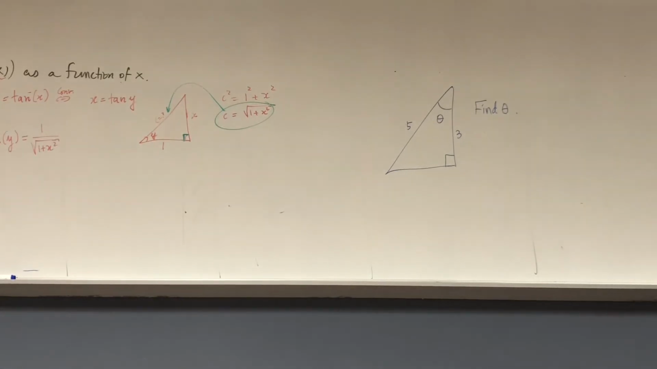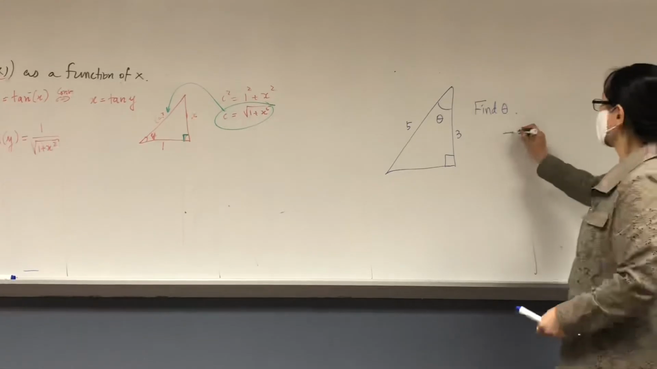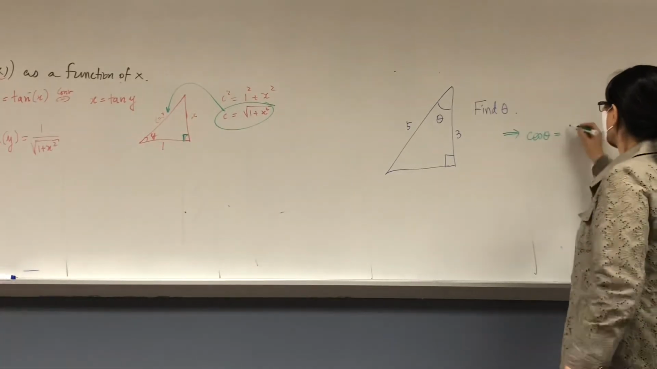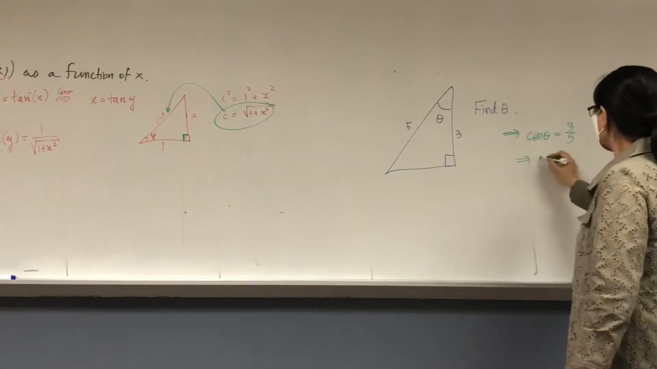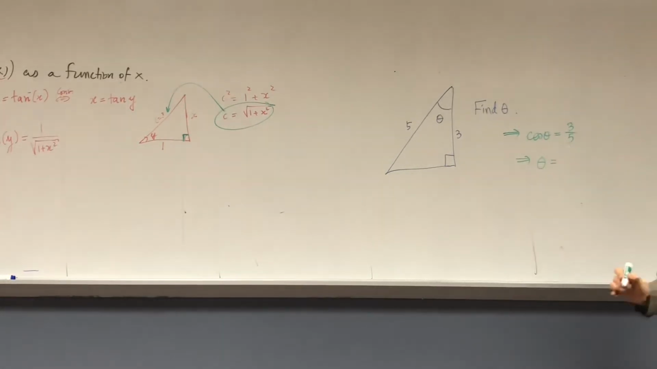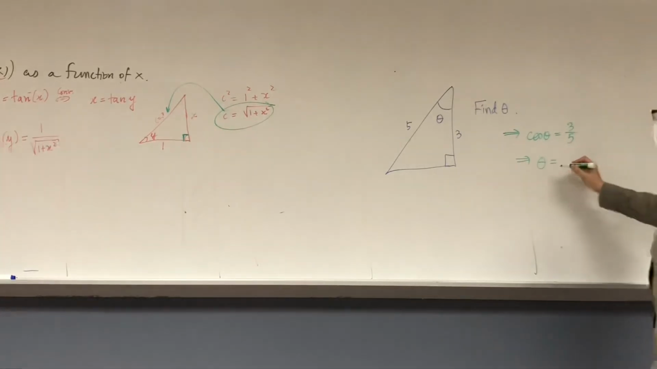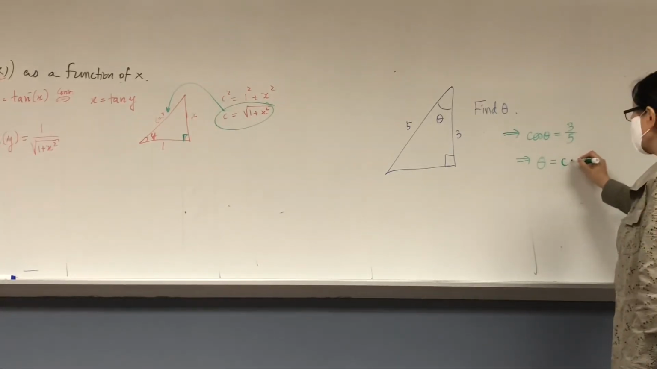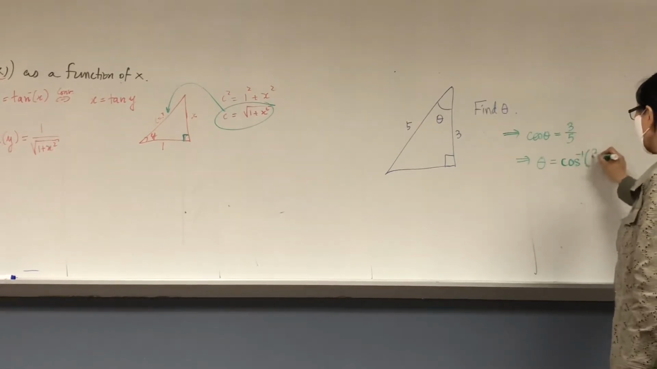To figure out theta, what kind of ratio do you need to use among sine, cosine, tangent? Be careful about where the angle is. So you want cosine. Cosine theta is equal to 3 over 5. Then how do you solve for theta? Apply the inverse. Theta is cosine inverse of 3 over 5. That's it.